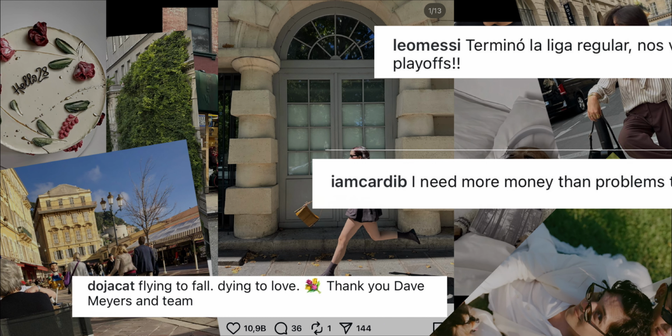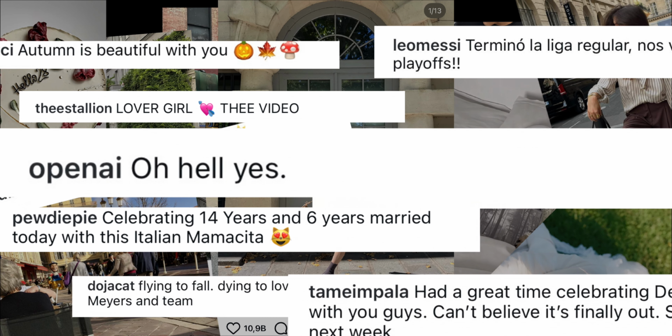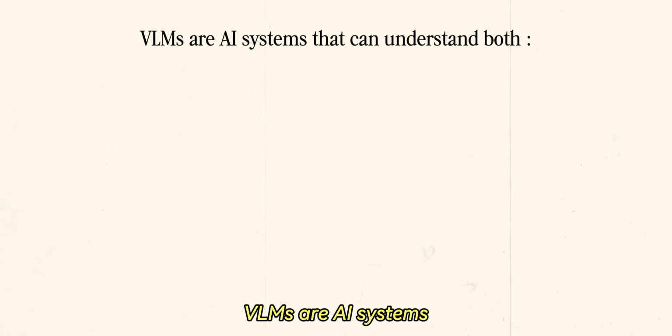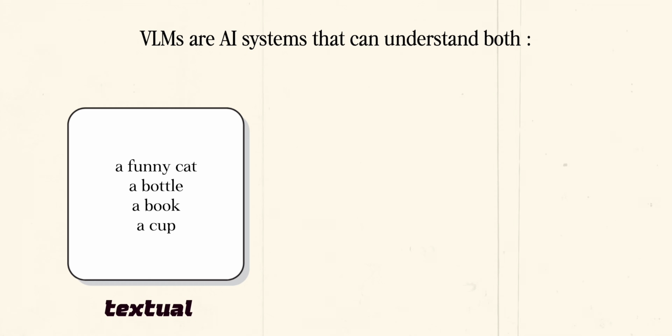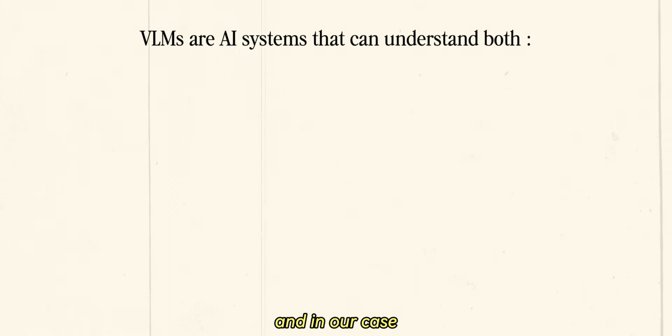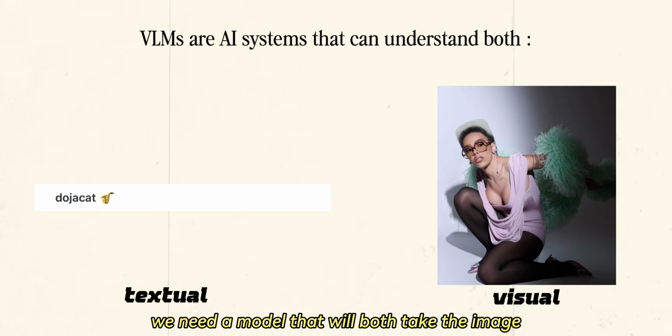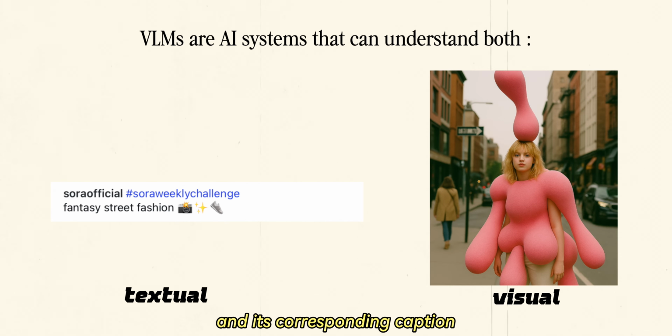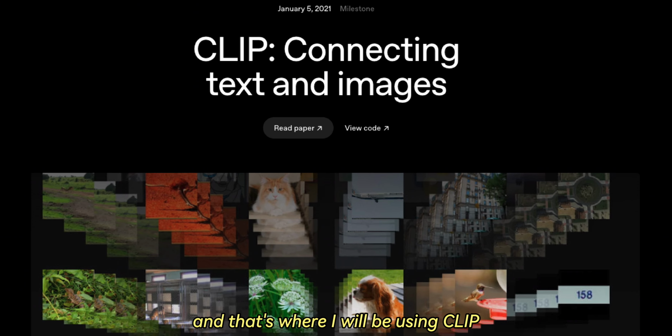We need to add captions to our dataset as well, and whenever we mix images and text in AI, we officially enter the world of vision language models. VLMs are AI systems that can understand both textual and visual inputs. And in our case, we need a model that will take both the image and its corresponding caption. And that's where I will be using CLIP.